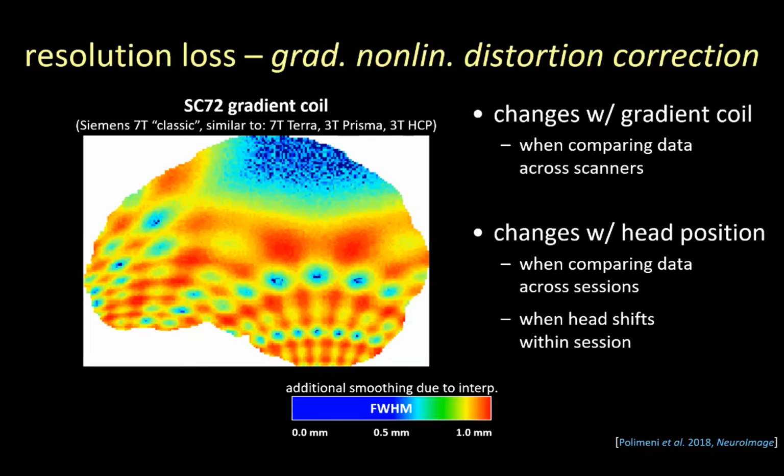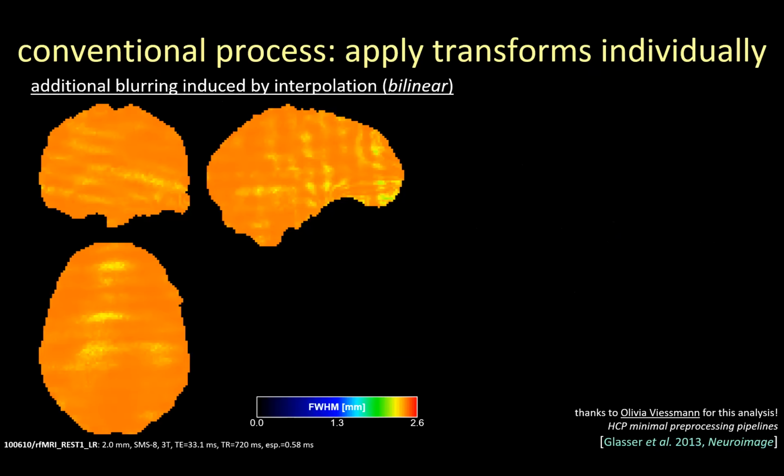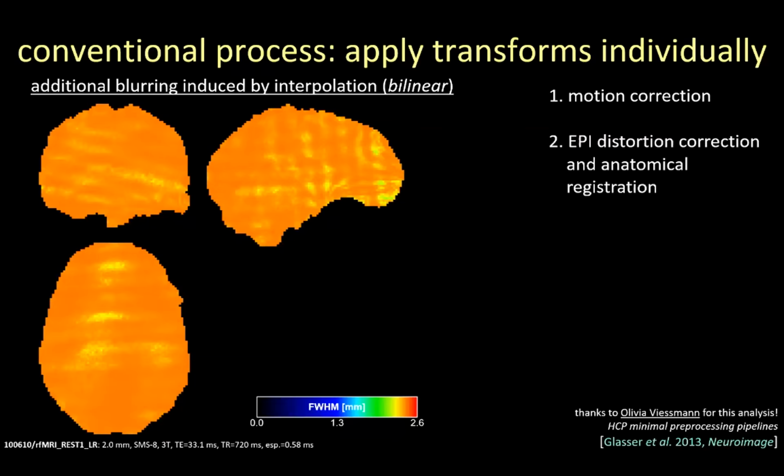So what can you do? I think it's hard to avoid interpolating the data at all, right? We need to interpolate at some point. But the question is, how do we interpolate the data intelligently? And so I told you, you can upsample the data. So here's a case in which we're applying motion correction, EPI distortion correction, and of course, anatomical registration and gradient nonlinearity distortion correction.